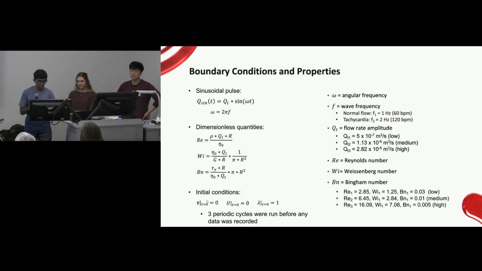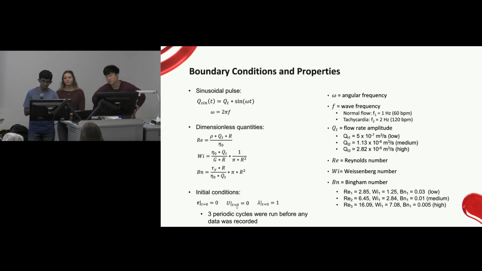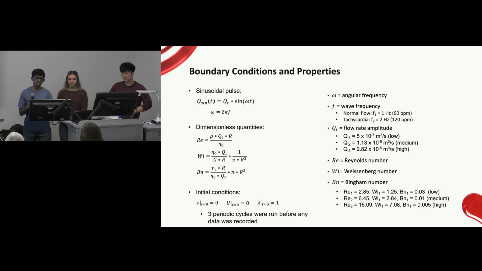So in terms of the initial conditions to actually start the simulation, the stress field and the velocity field were first assumed to be zero, while the structural parameters were assumed to be one. And then three periodic cycles were run before the data was recorded, in order to start calculating the velocities and the shear stresses.